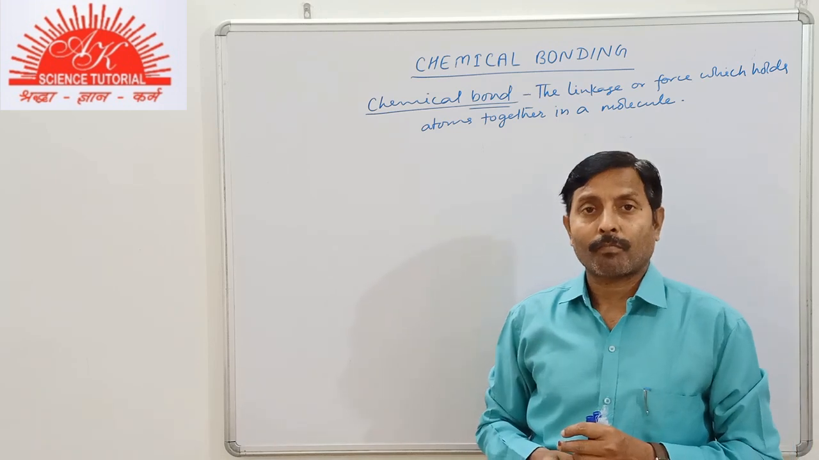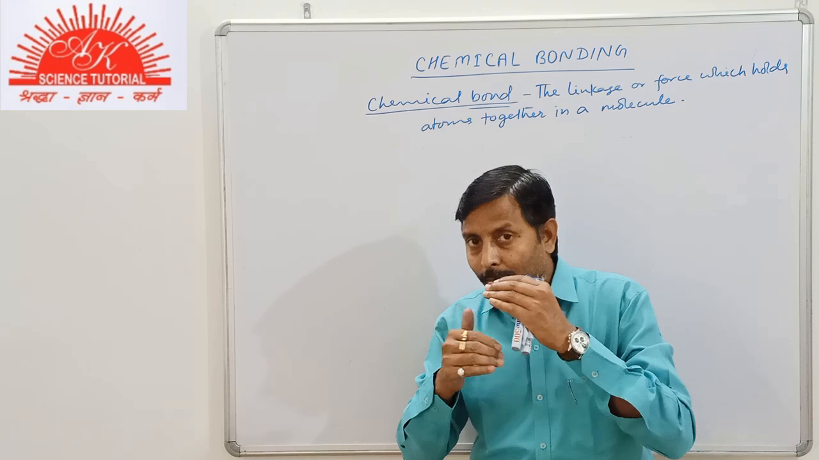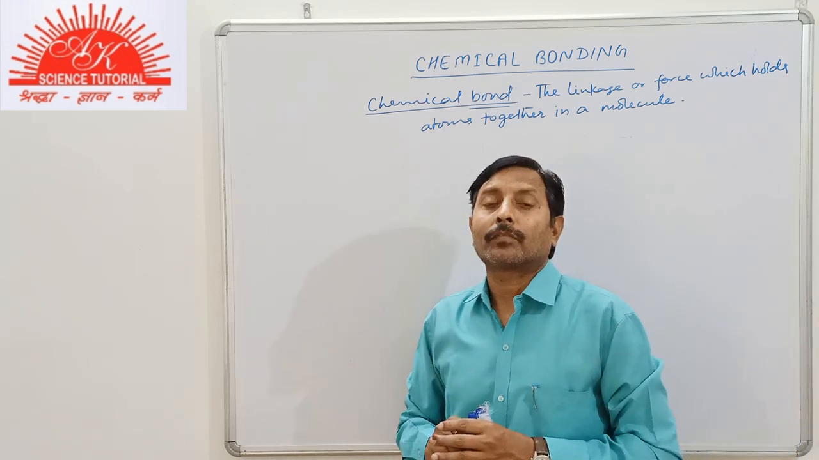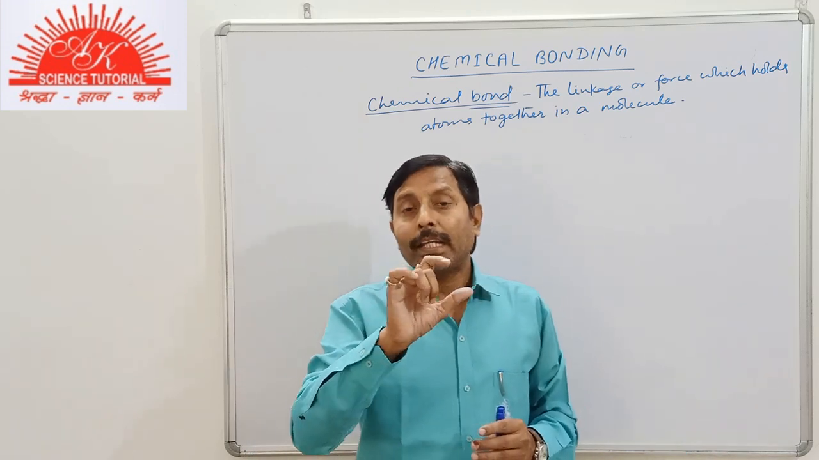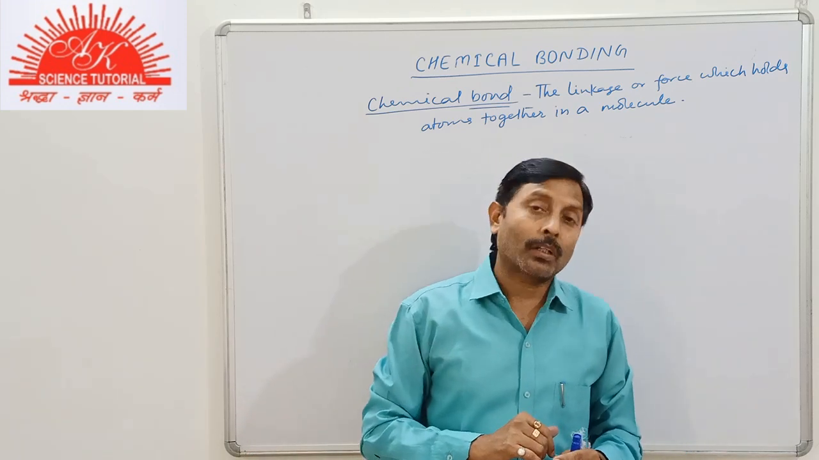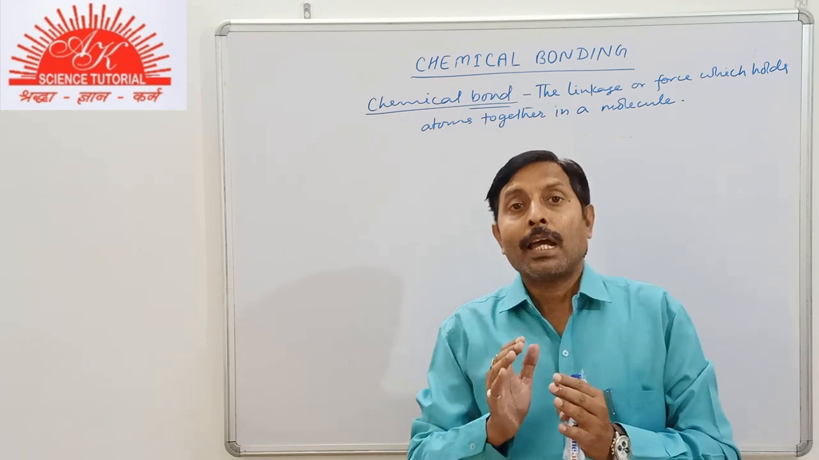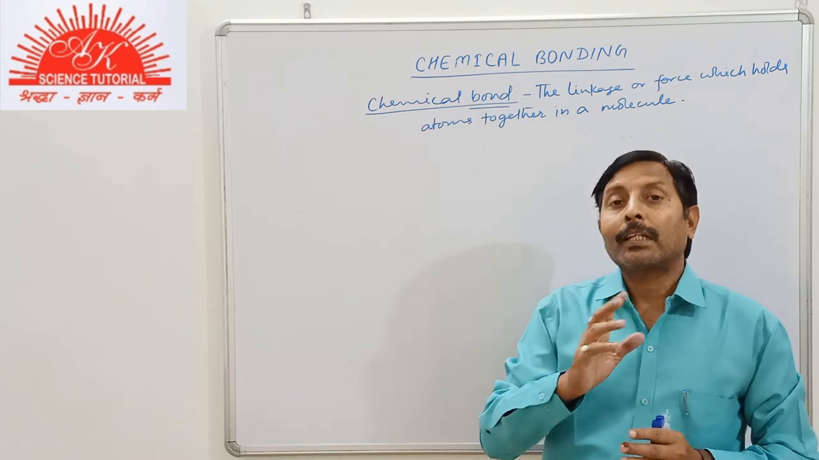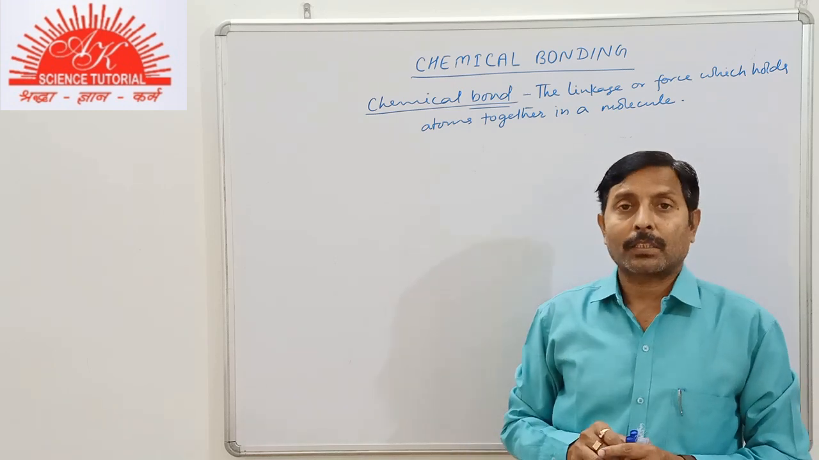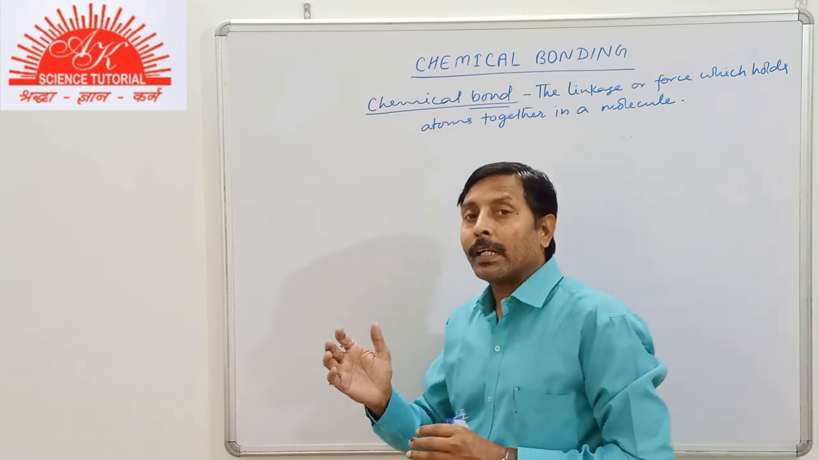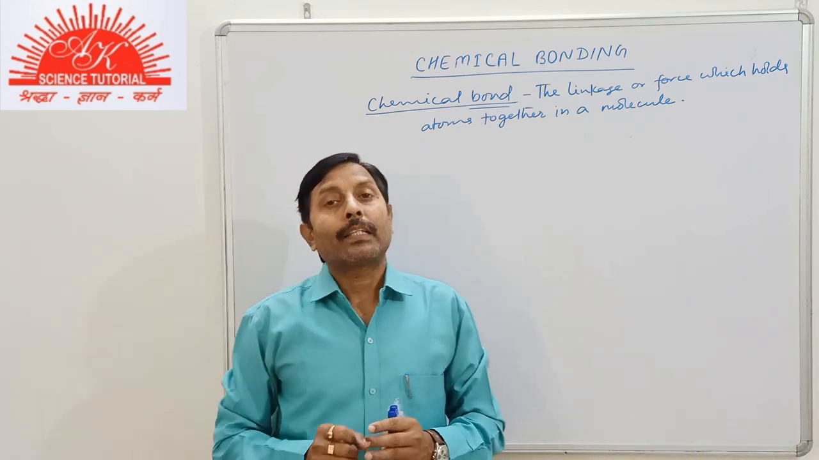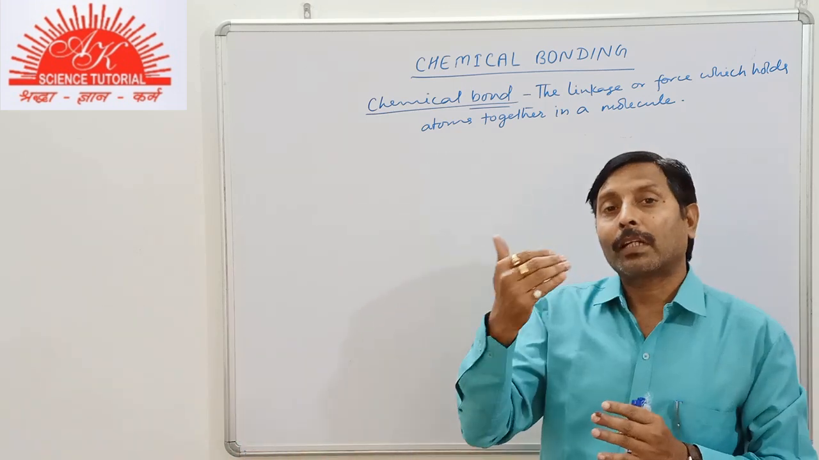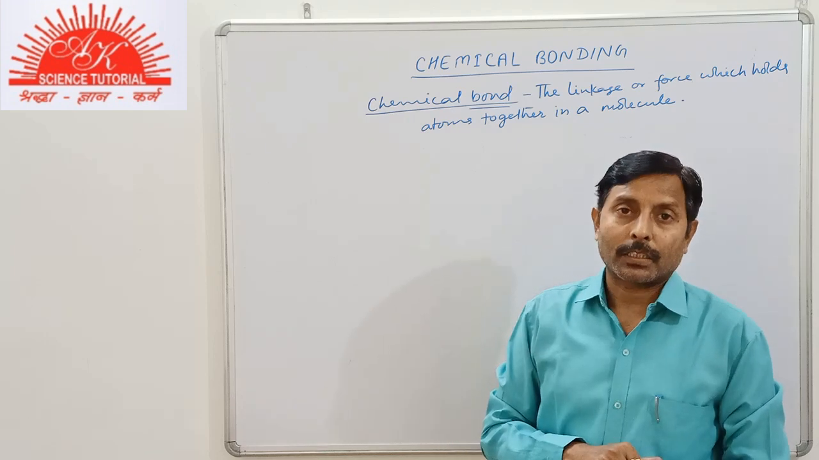So, other elements also tend to acquire that stable electronic configuration, and hence they take part in chemical bonding. Again remember, I am repeating. There are some elements in nature which have 2 or 8 valence electrons in the outermost shell. They are chemically inert, that is, chemically stable. They do not take part in chemical reactions. So, other elements also tend to acquire that stable electronic configuration and take part in chemical bonding or chemical reactions.